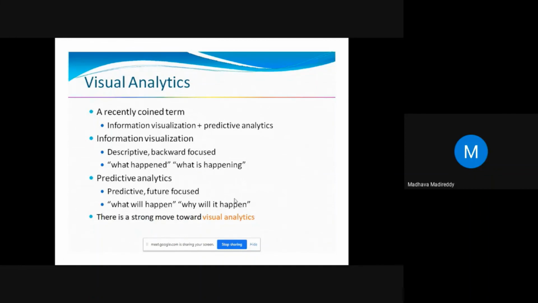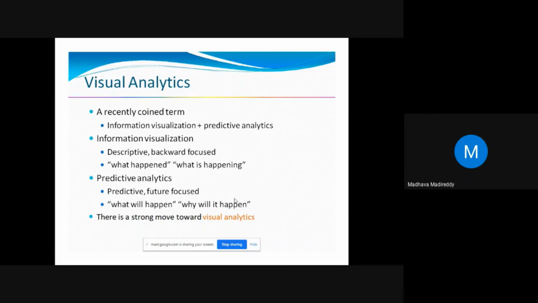Visual analytics, even though it's a recently coined term, combines information visualization and predictive analytics. Predictive analytics is analysis that we use to predict what is going to happen in the future. Information visualization can be descriptive or backward focused. Predictive analytics, on the other hand, is about what will happen in the future, and it is forward focused.